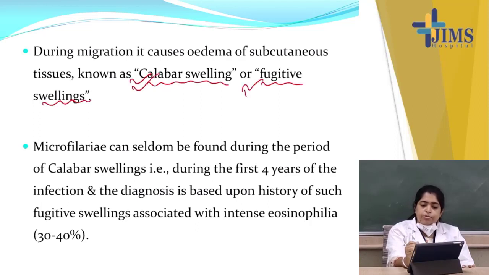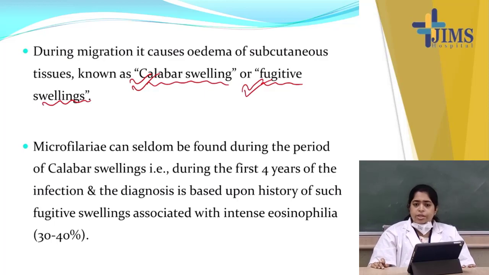Calabar swelling or fugitive swelling, what are these? During migration, it causes edema of the subcutaneous tissues, and this edema is known as the Calabar swelling or the fugitive swelling. Microfilariae can seldom be found during the period of Calabar swelling, that is during the first 4 years of the infection, and the diagnosis is based on history of such fugitive swelling associated with intense eosinophilia.